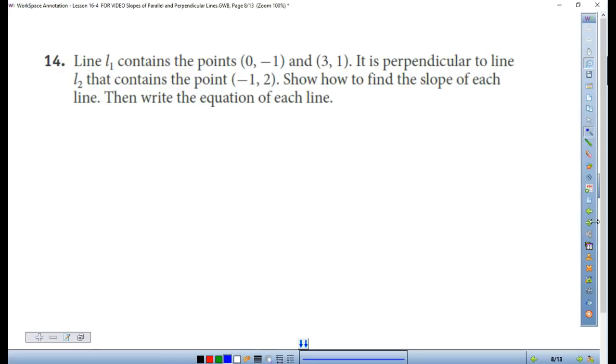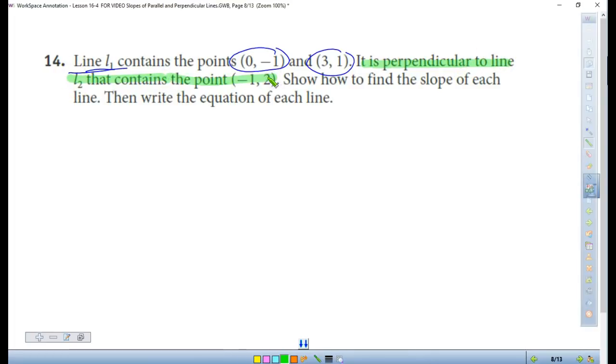All right, line L1 contains the points (0, -1) and (3, -1). It is perpendicular to line L2 that contains the point (-1, 2).